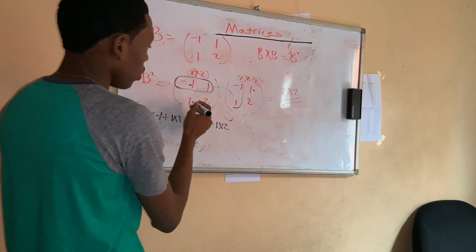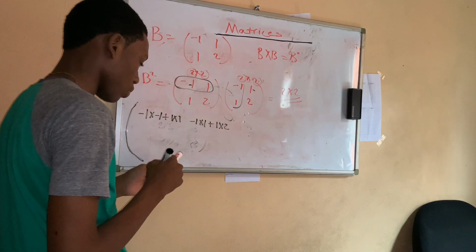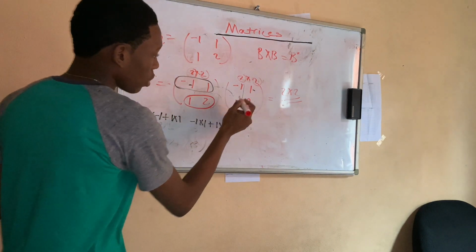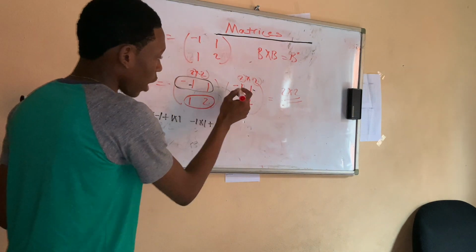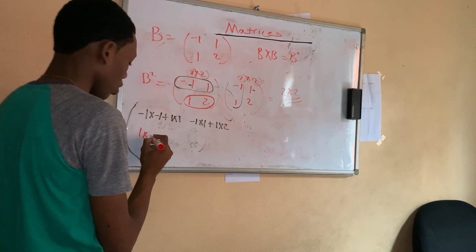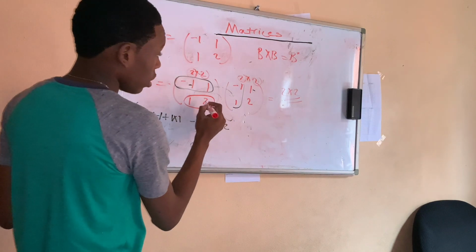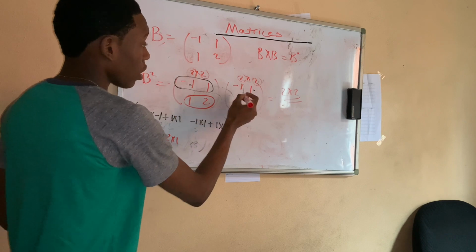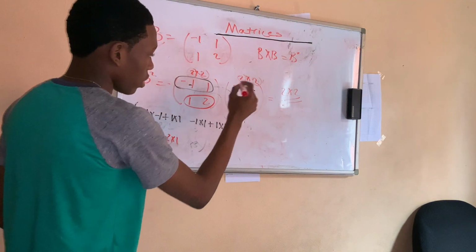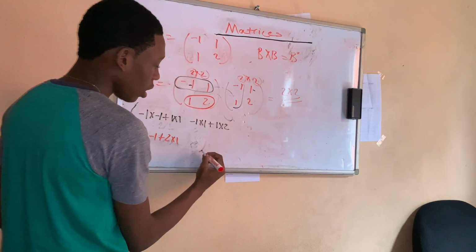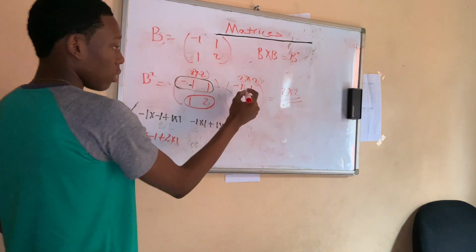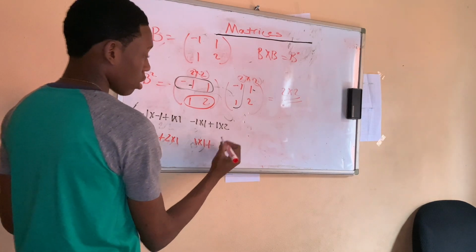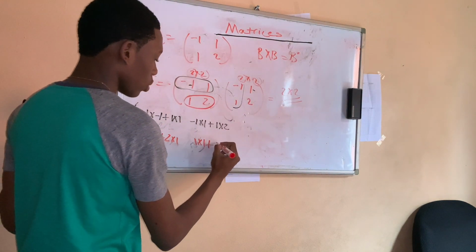So do the same thing with the second row, which is 1 and 2. Say 1 times negative 1 plus 2 times 1. You do the same thing again for the second column because we want to get the second column now. So 1 times 1 plus 2 times 2.